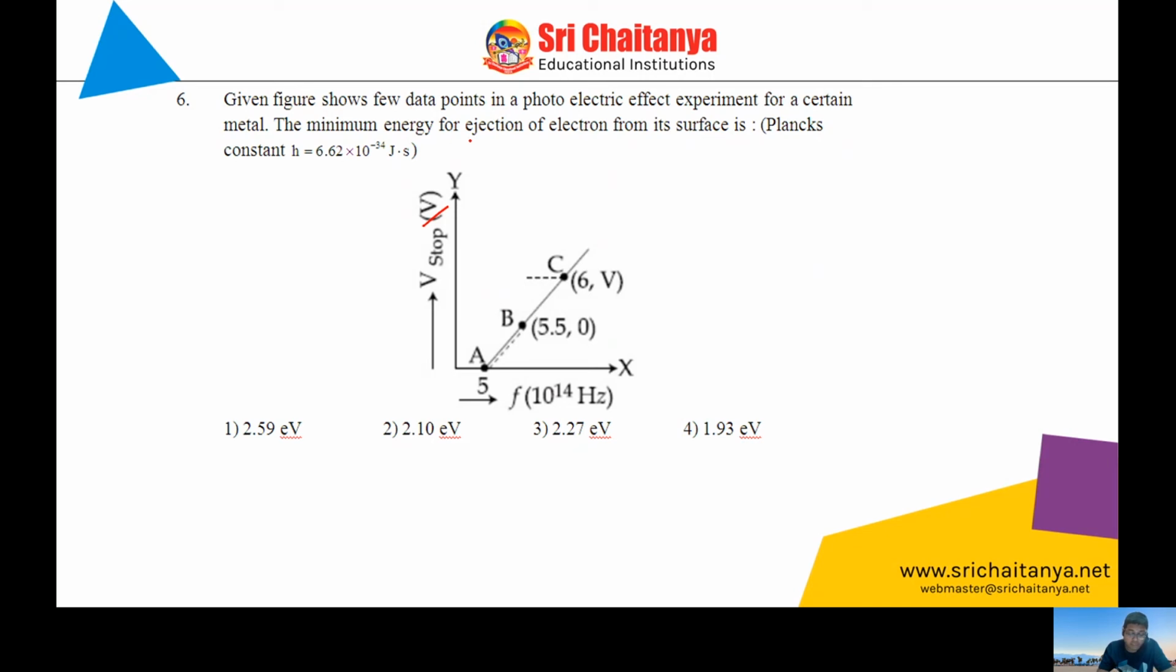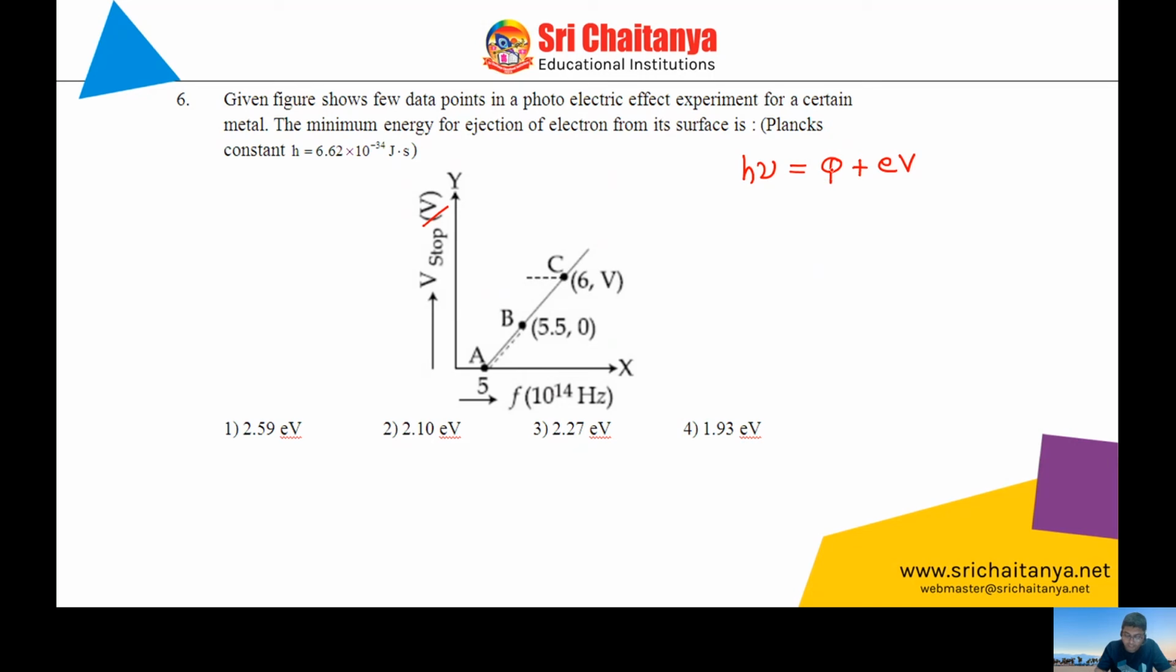The minimum energy for ejection of the electron from its surface is... So minimum energy of ejection of electron, basically they are trying to ask the work function of the given metal. And we know from Einstein's equation that the energy of the incoming photon, h nu, must be equal to phi, that is the work function, plus eV. So this is the expression over here, and we are required to find the value of phi.